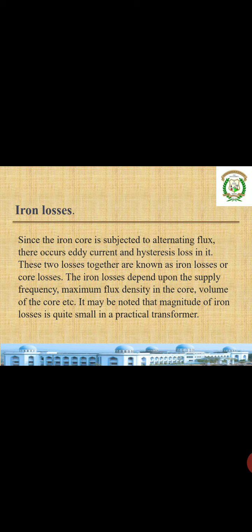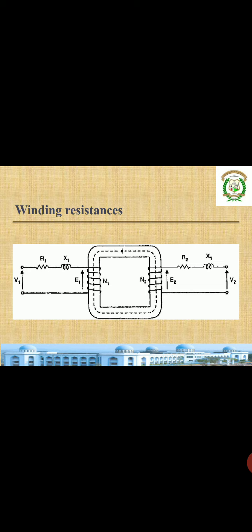Because of the alternating flux, these losses occur. Whether the transformer is loaded or not loaded, when the transformer is on, we need to supply the iron losses. So eddy current losses are mainly because of the thickness of the core that is used, and hysteresis losses depend upon its magnetic property. To reduce the eddy current losses, we go for laminations and all that, which we can see later.